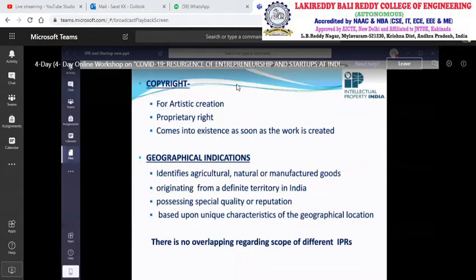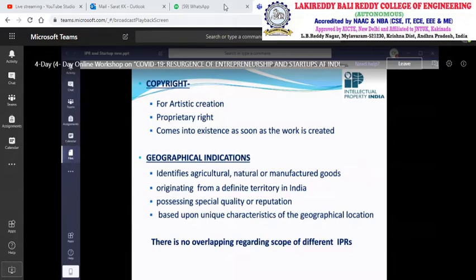Now comes geographical indication. What is geographical indication? See, we are a large, vast country, we have different geographical locations, and each geographical location has a different significance. Let me take one example, the Tirupati Laddu. The Tirupati Laddu has a specific size, specific structure and specific quality.